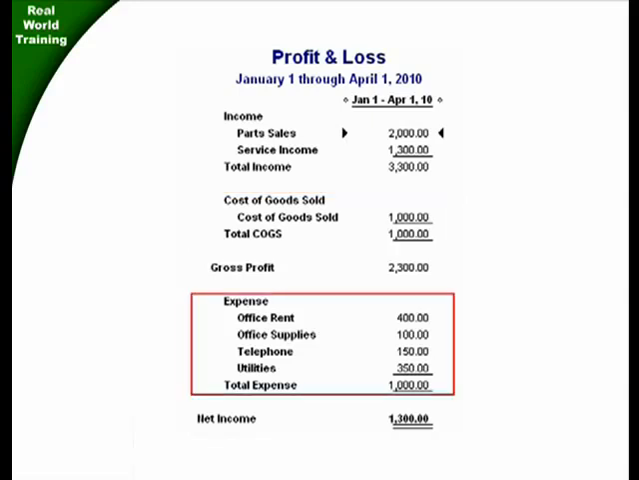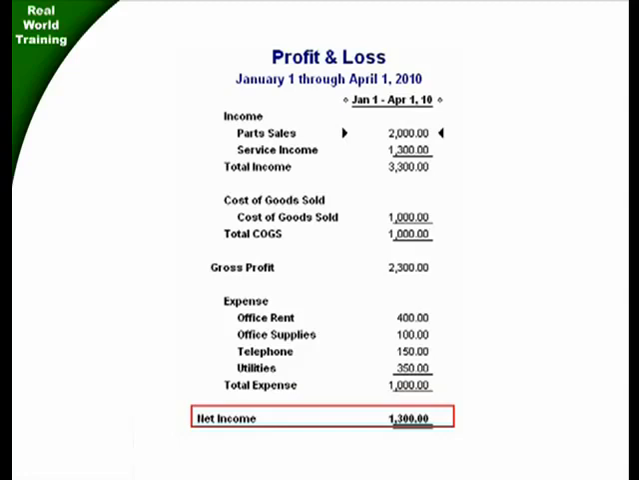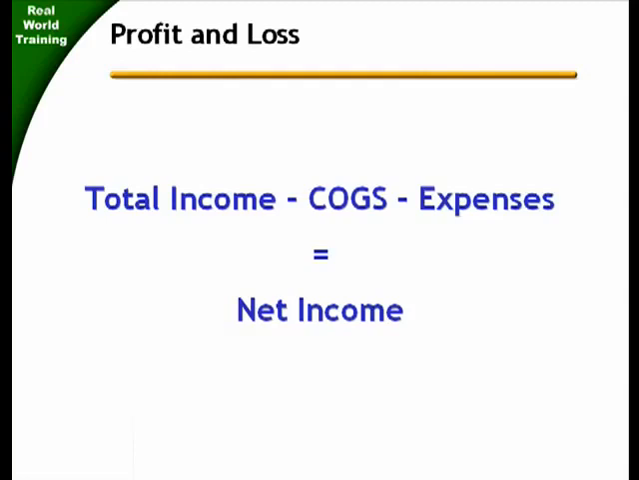Expenses are what you spend. Examples include office supplies, rent, telephone, and utilities. The end result of your profit and loss statement is how much money the company made, net income. Calculate your company's net income by taking total income, minus any cost of goods sold, minus your expenses.